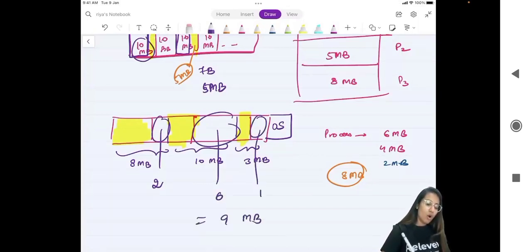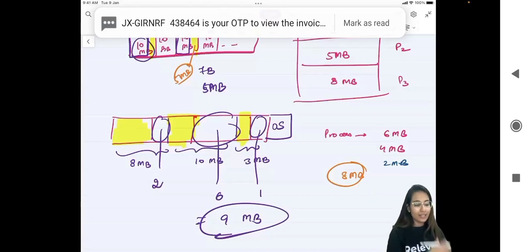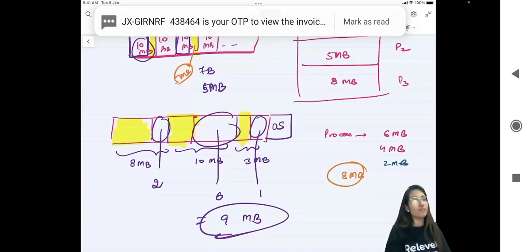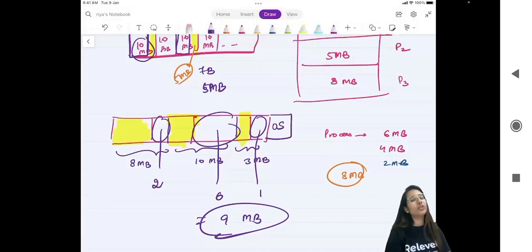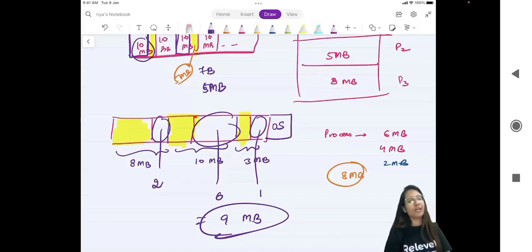So in total across all partitions, we do have 9 MB of space available. I want to allocate memory to a process of size 8 MB, and we can see that there is actually 9 MB of space available, but that is not continuous memory. It is fragmented across multiple partitions. Hence, we cannot allocate the memory to this process, although there is actually space available. This kind of fragmentation or wastage of space is known as external fragmentation.